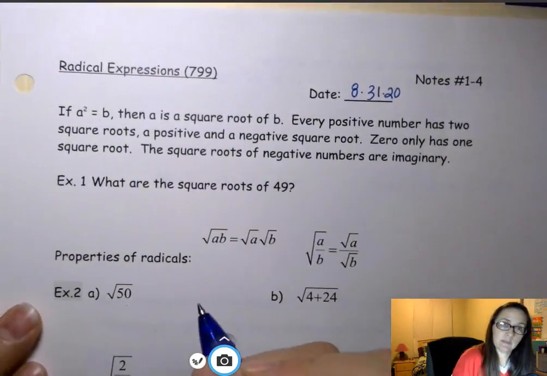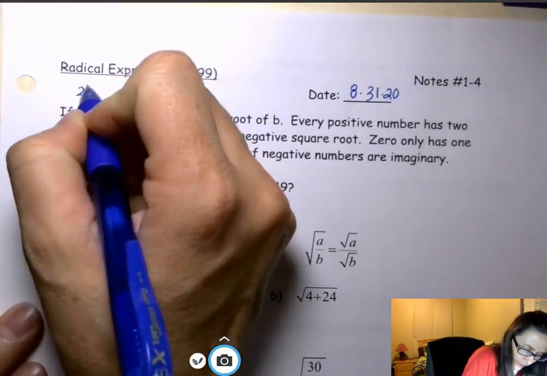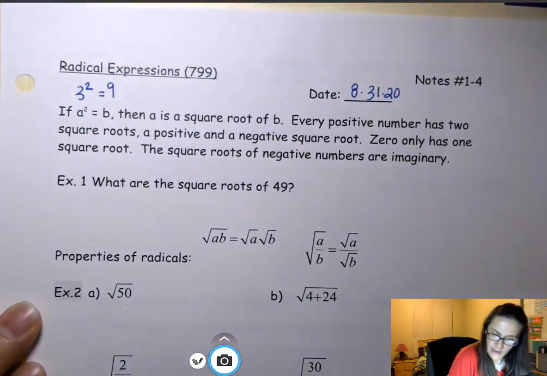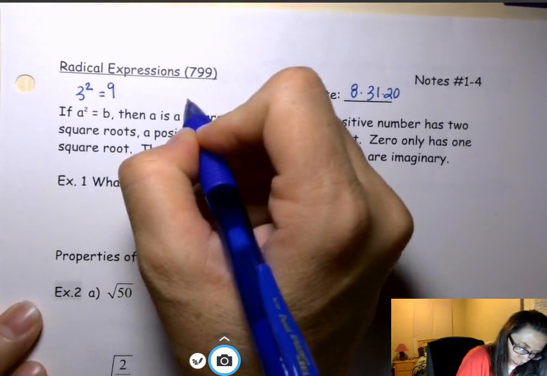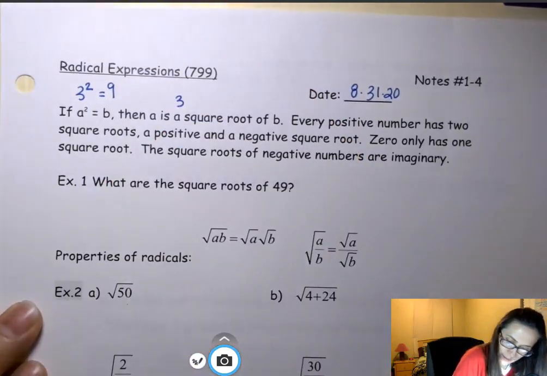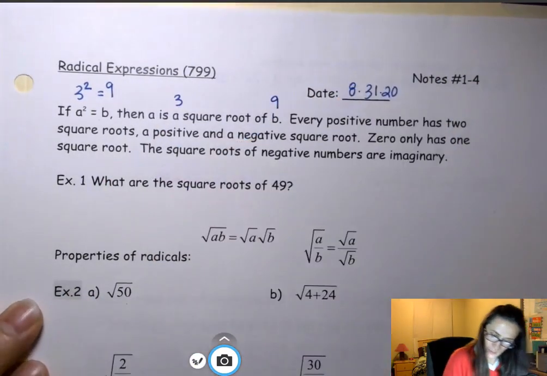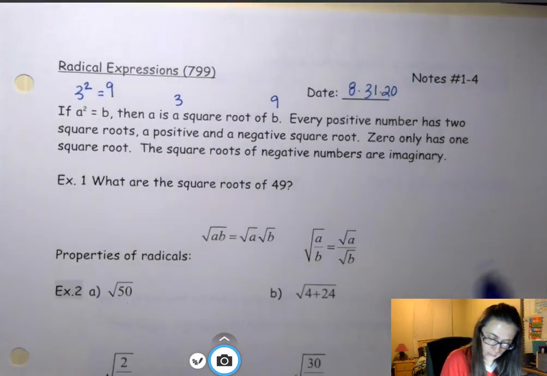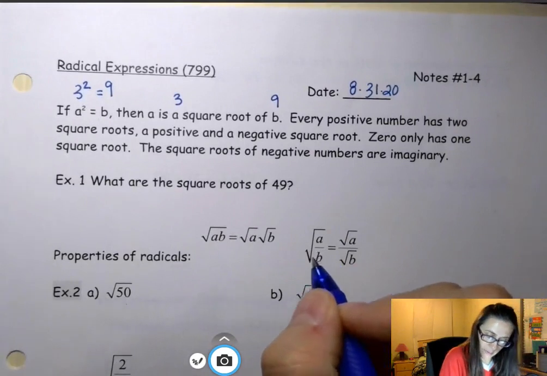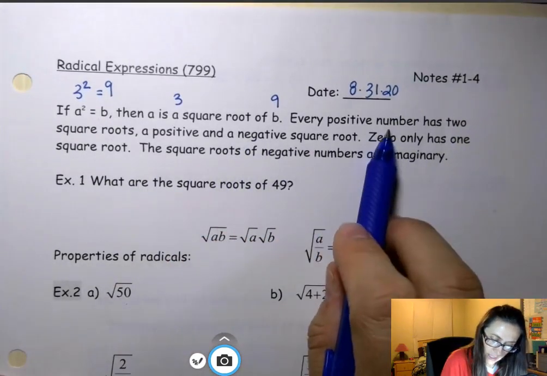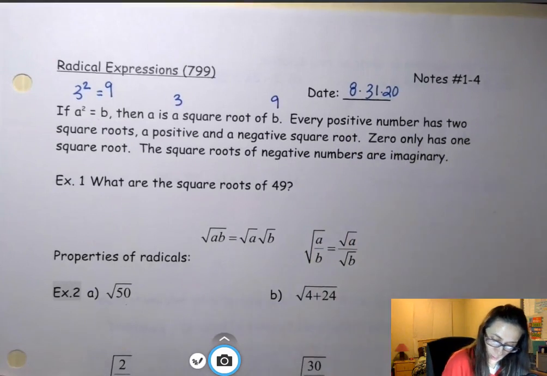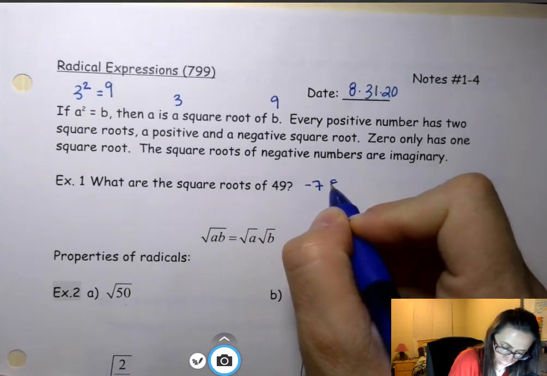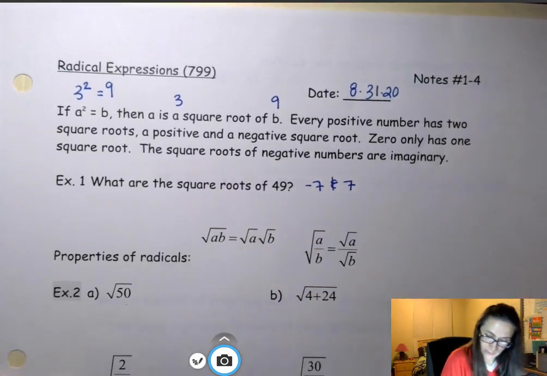I'm going to go ahead and do some stuff up here. Let's say we have 3 squared. 3 squared is 9. That means that 3 is the square root of 9. Okay. What are the square roots of 49? Well, because every positive number has two square roots, the square roots of 49 are going to be -7 and +7.